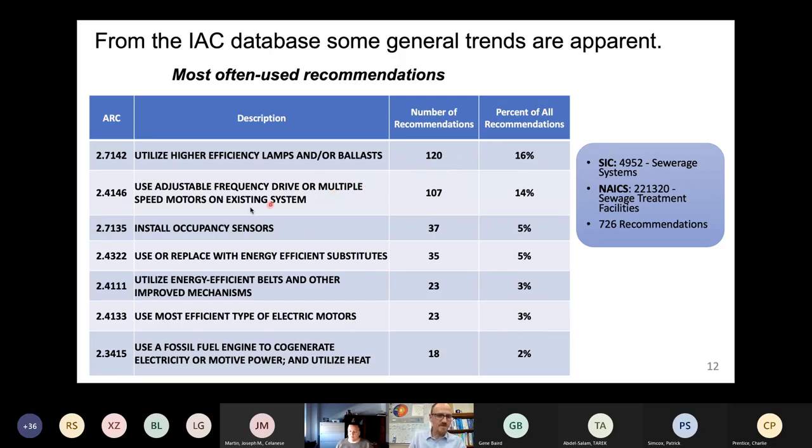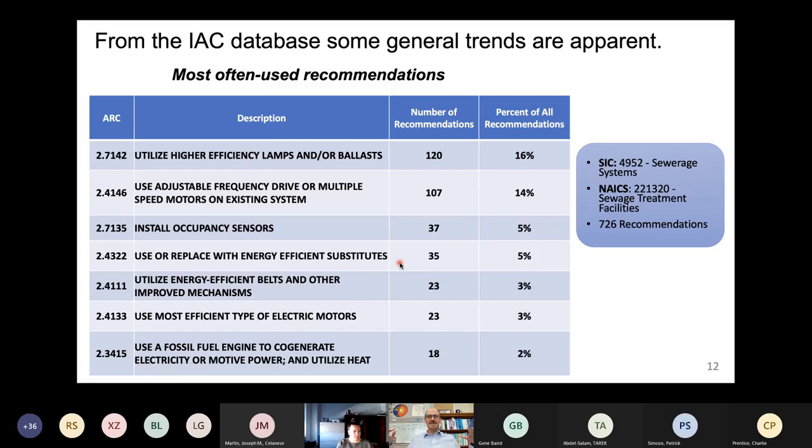But here's something more specific. Adjustable frequency drives or multiple speed motors on existing systems. Now, again, this doesn't apply only to wastewater treatment, but there are pumps and drives, mixers, etc., that can be run with variable frequency drives, and that can reduce the energy. Installing occupancy sensors relates back to the lighting. But then we have use or replace with energy efficient substitutes.